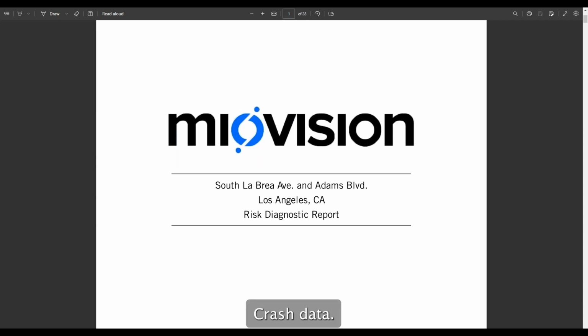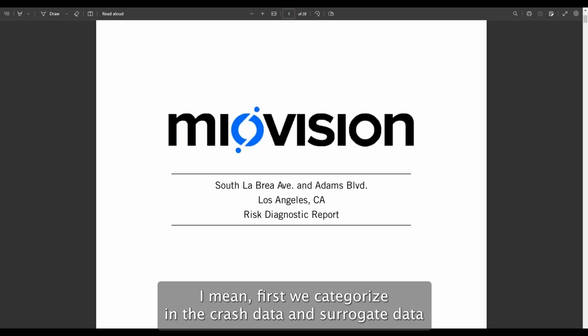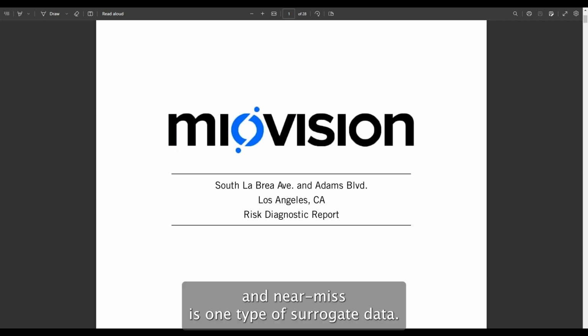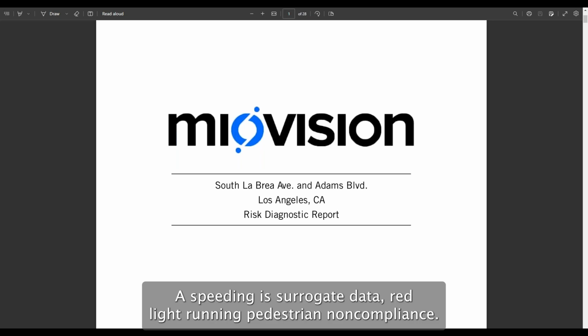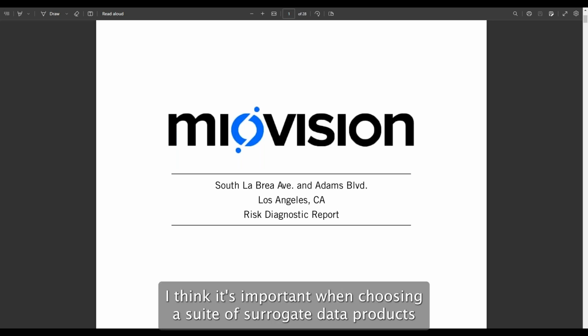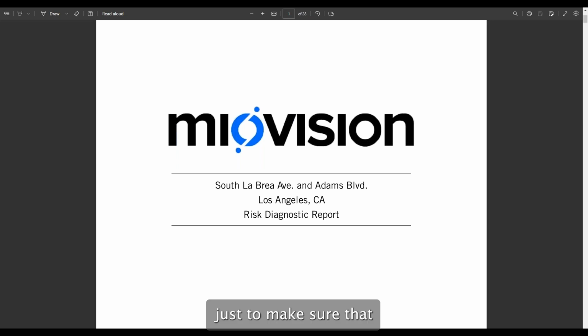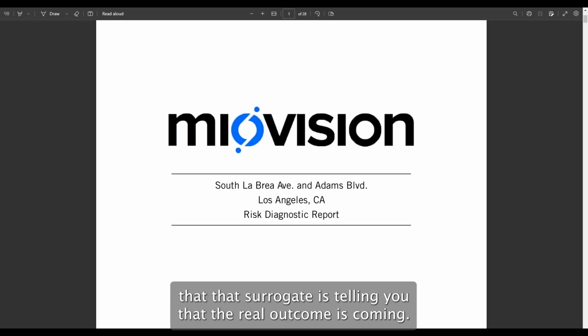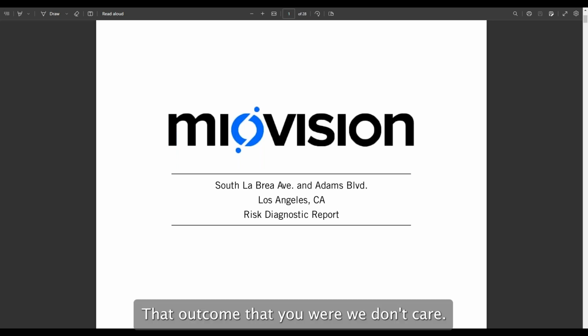Yeah, crash data. First we categorize into crash data and surrogate data. And near miss is one type of surrogate data. Speeding is surrogate data, red light running, pedestrian non-compliance. These are all surrogate data points. I think it's important, when choosing a suite of surrogate data products, to make sure that if you're going to use something as a surrogate, it's based on the idea that that surrogate is telling you that the real outcome is coming, right? The outcome that you care about.